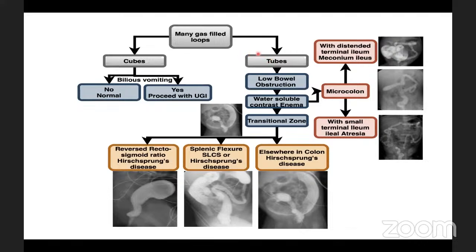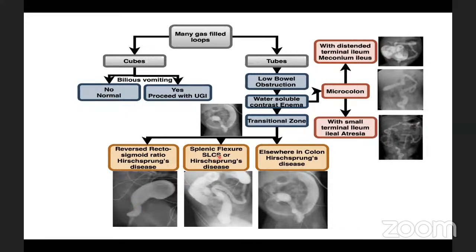On the other hand, if the abdominal X-ray is showing a pattern like tubes, diagnosis of lower bowel obstruction, and here water-soluble contrast enema is indicated. And you can find whether there is a transitional zone. In that case, look for the reverse rectosigmoid ratio. Like this, the sigmoid is quite big and the rectum is small. It means that you're dealing with Hirschsprung disease.